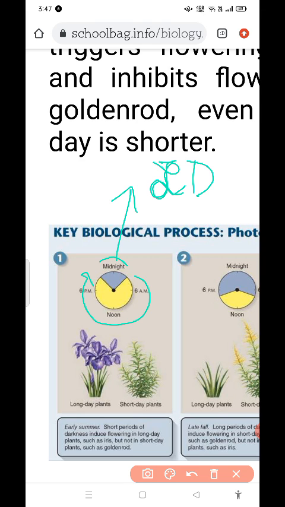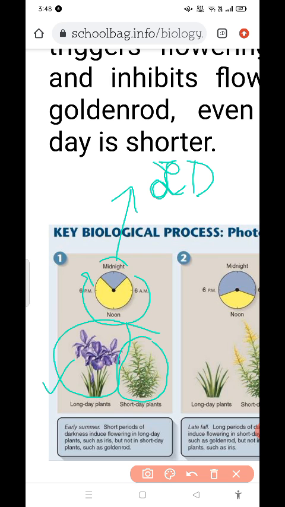When we look at these two plants in the bottom, do you see in this corner this plant is having a bunch of flowers, but the other plant does not show any flowering? So the first type of plant is called a long day plant. Okay, and how does the long day plant get induced into flowering?